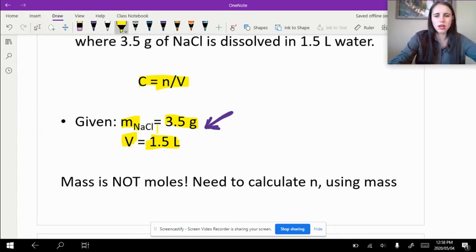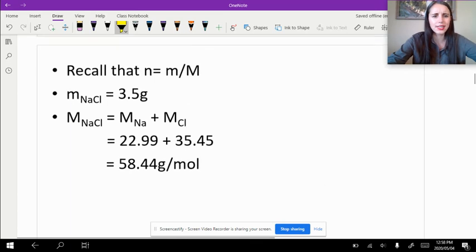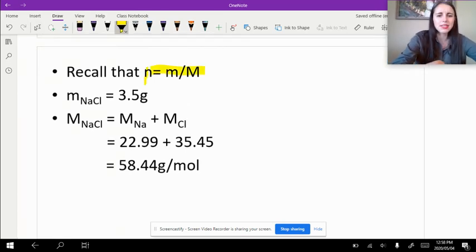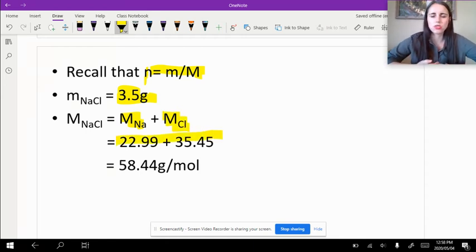So that's where we want to start, is we're going to calculate n. Once we have n, we can then find the concentration. So to calculate n is going to be mass divided by molar mass. We have the mass that was given to us in the question. We need to calculate the molar mass still. To calculate the molar mass of sodium chloride, we're going to take the mass of sodium, we're going to take the mass of chlorine, and we're going to add them together. So 22.99 plus 35.45. Remember, both of those units would be in grams per mole. So that's going to give me a molar mass of 58.44 grams per mole.